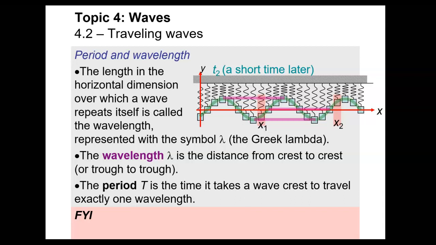Imagine a wave traveling through space. In one period, the distance that's traveled is one wavelength. You can think of period as the time for one particle to complete one full oscillation, but equivalently, you can also think of it as the time in which the wave travels through one wavelength. Period is given the symbol capital T.